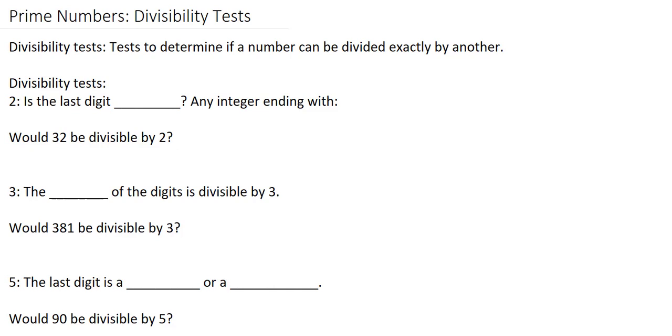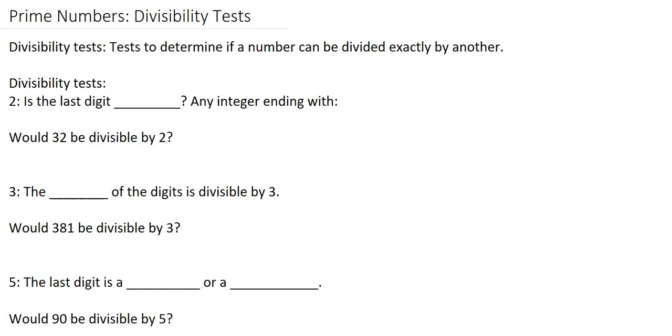Prime numbers, divisibility tests. Divisibility tests are tests to determine if a number can be divided exactly by another. So we have some divisibility tests. The first one is 2.